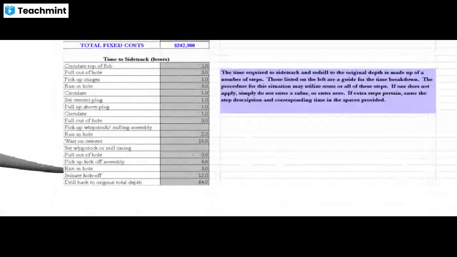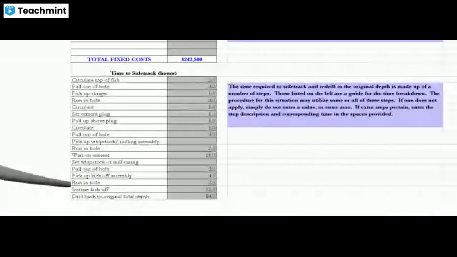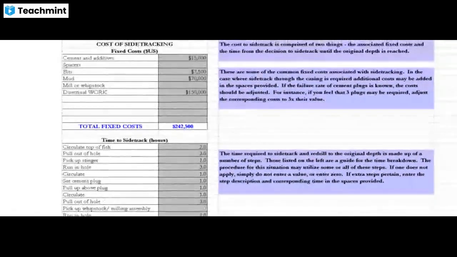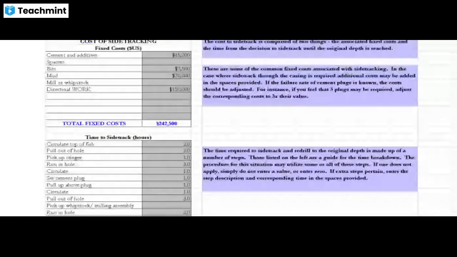Time to side track. So you can see the time to side track: circulate, top of fish in hours is shown, pull out of hole, then pick up the stinger, then run in hole, circulate, cement plug 1 hour, then pull up, etc. Then pick up the whipstock, milling assembly, run in hole, wait on cement, then set the whipstock or mill casing, pull out of hole, pick up the kickoff assembly and run in hole, initiate kickoff, drill back to the original total depth. So this is the time to side track in hours, then total fixed cost. So you can see here the example.